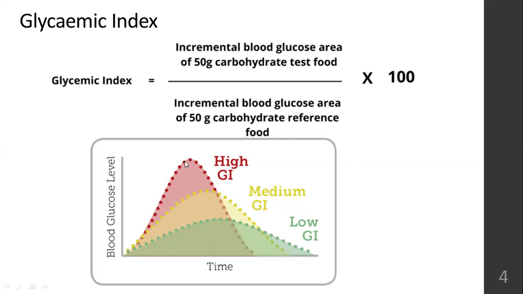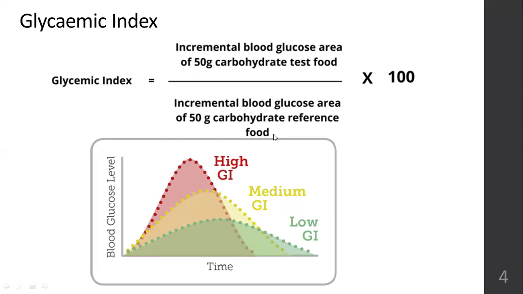Now, you have an incremental, this entire red area that you see. The average of this entire red area is what you put in the denominator, because you have given the test for reference food, which is sugar.